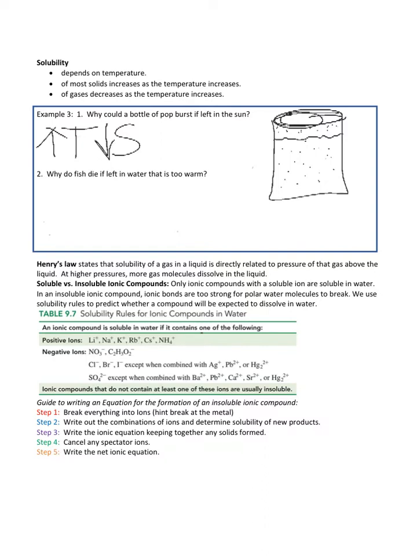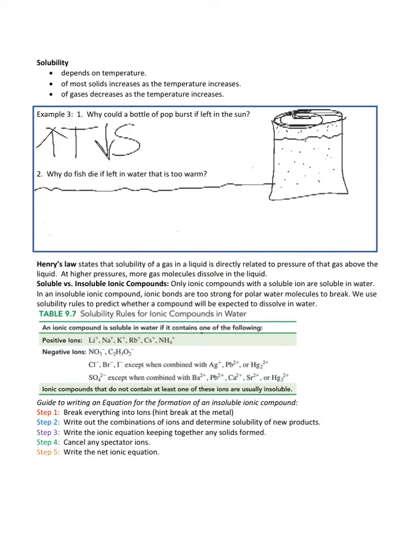If the pressure builds up enough, the bottle bursts, particularly in aluminum cans, because aluminum is not a very strong metal, and carved into the top of your aluminum can is a little groove where the tab is that pops in. So that is your weakest area. Leave it in the sun long enough and you can burst your bottle. Example 2, why do fish die if left in water that is too warm?